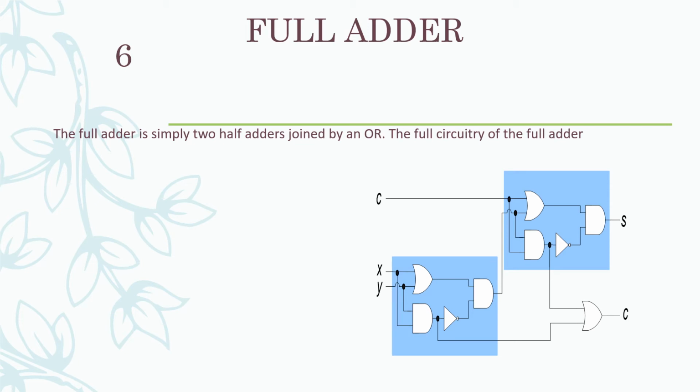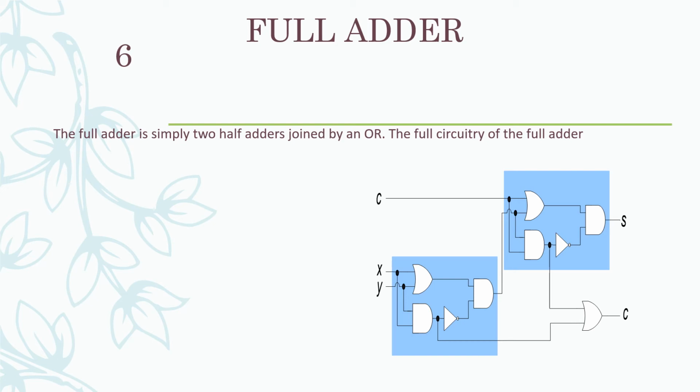So this is the simple diagram for full adder. Why we require full adder? Because in half adder we cannot add the 3 inputs. In half adder we have only 2 inputs, x and y. But when we need to add one carry, that we cannot add with the half adder. That's why we require a full adder. This is a simple full adder circuit.